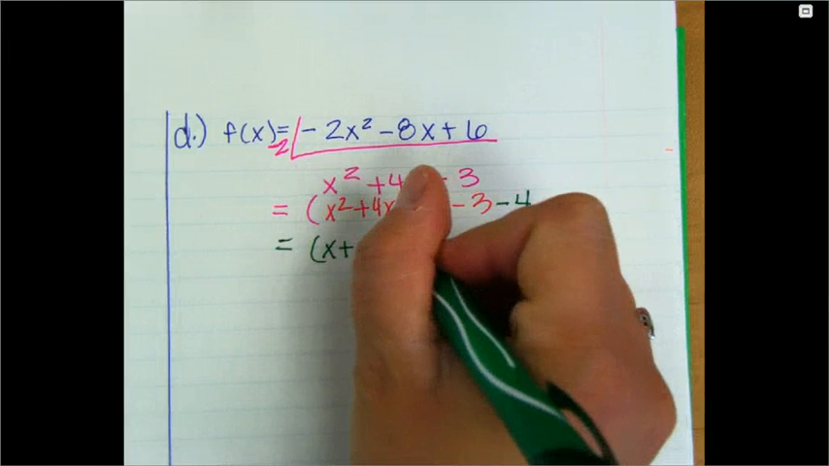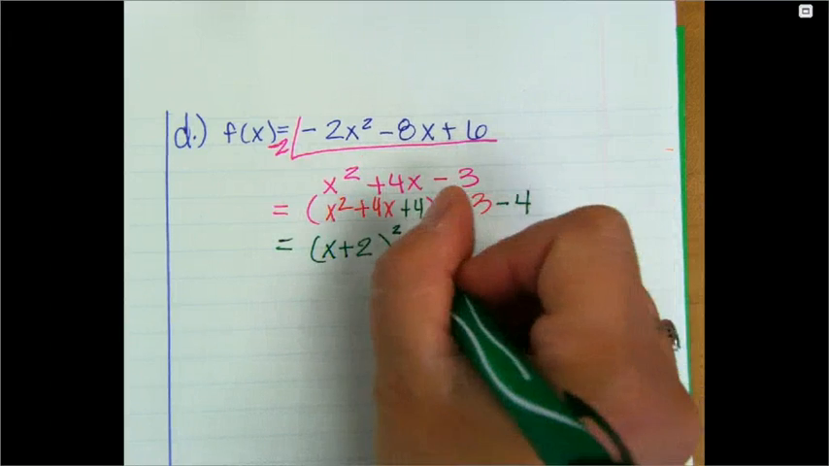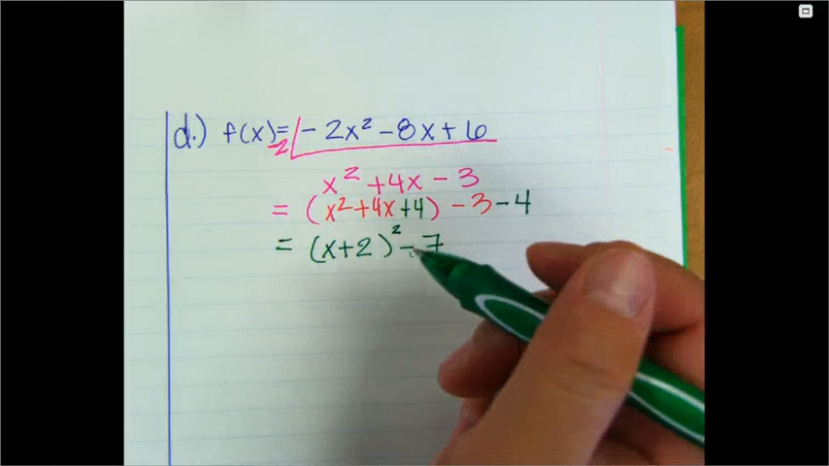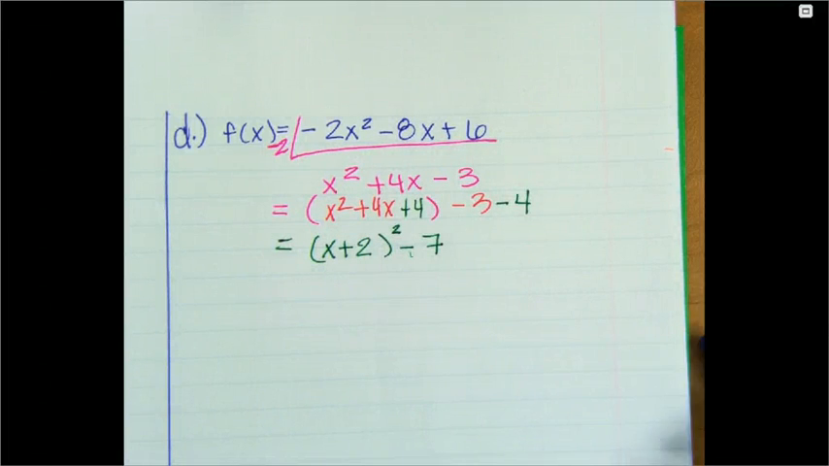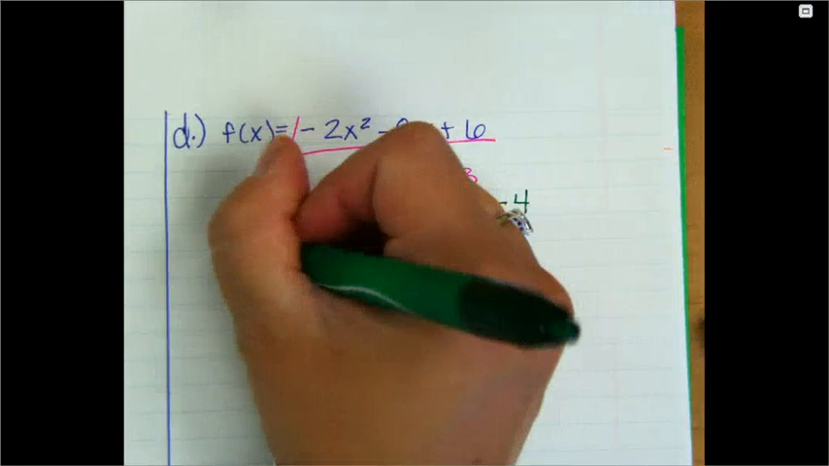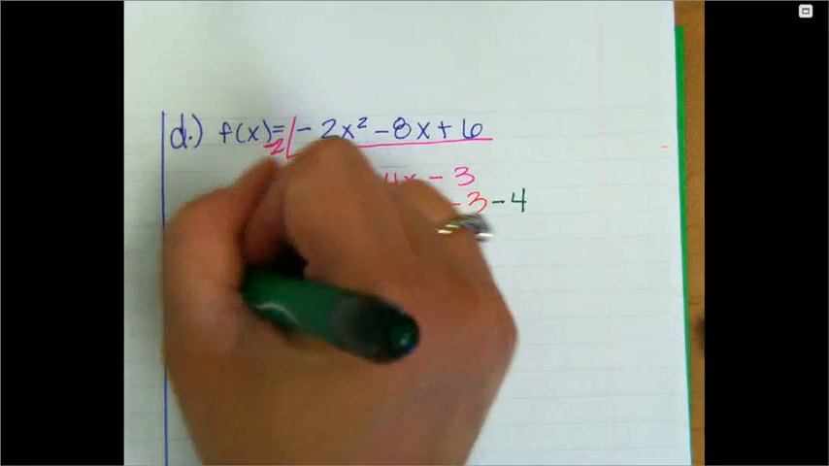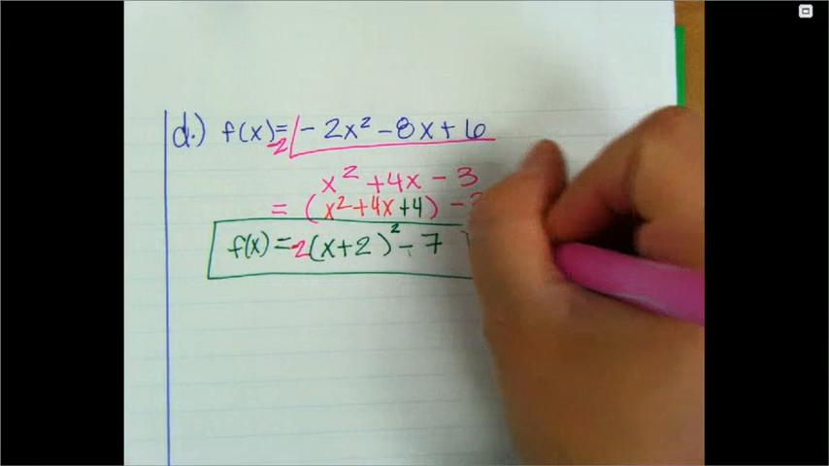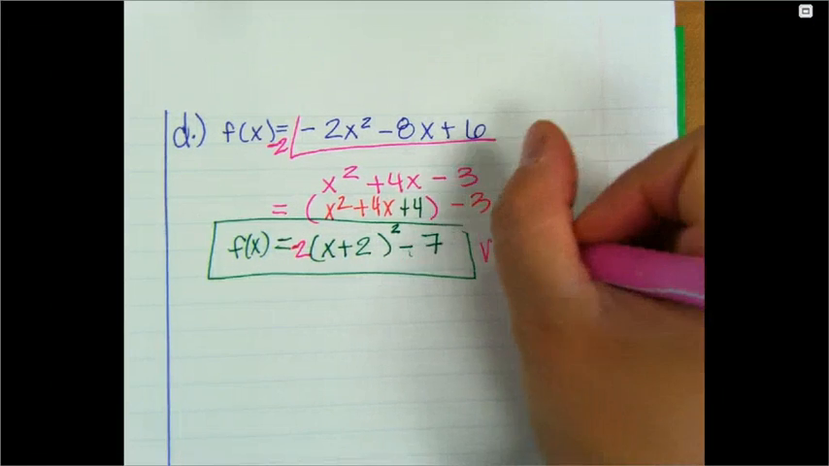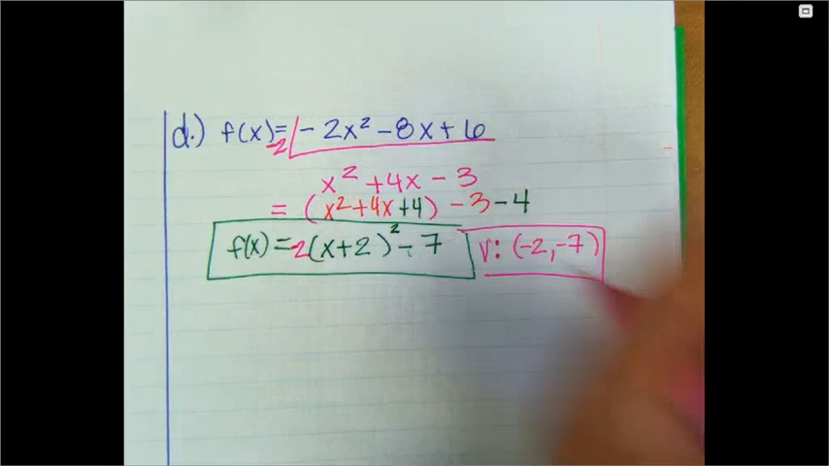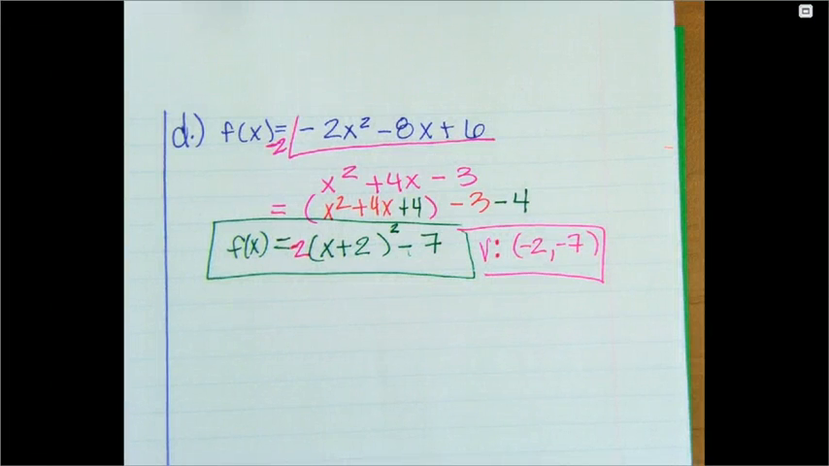Plus 2, what? Squared, and then minus? Very good. Oh, wait. Negative 2 goes where? In the front. Very good. In the front. Why? Because it was our GCF, and we learned the other day that our GCF makes our what? Makes this our A. Vertex. What's your vertex? Negative 2, negative 7. Very good. Anyone have it right? Good. Questions?